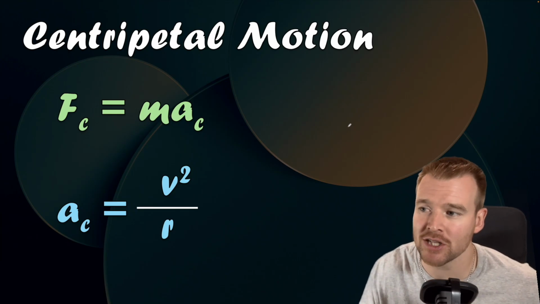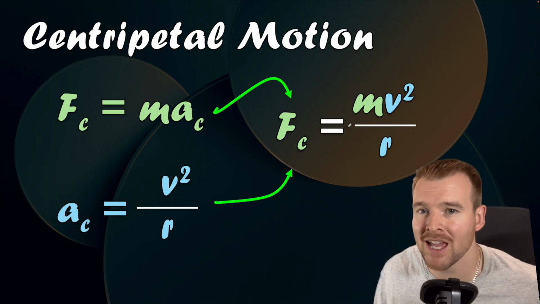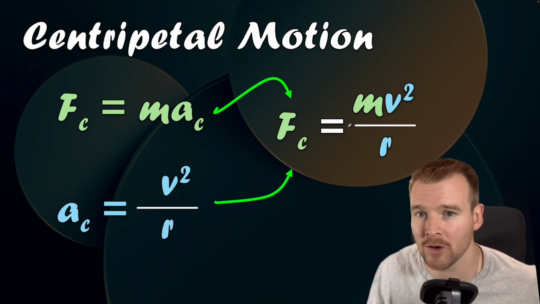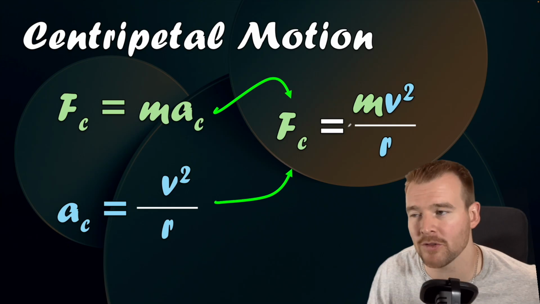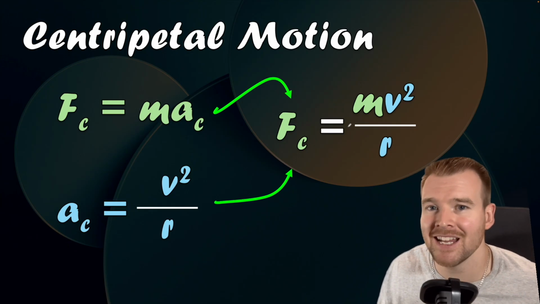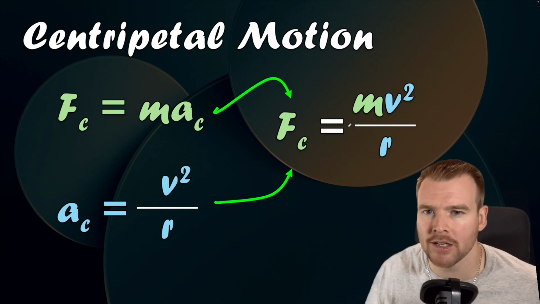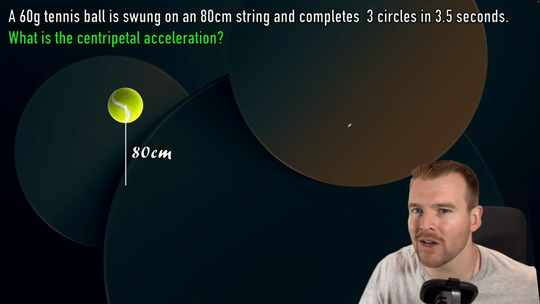So the last thing to do is just combine these formulas, and I get a formula for centripetal force: m times v squared over r. So these are the new formulas for today. FC is m a_c. Since a_c is v squared over r, they combine to be FC is m v squared over r. I've thrown the formulas at you, but let's take a look at how we're going to use them.